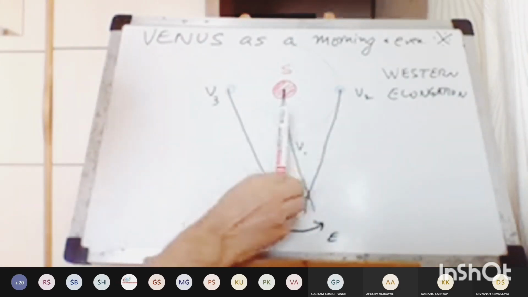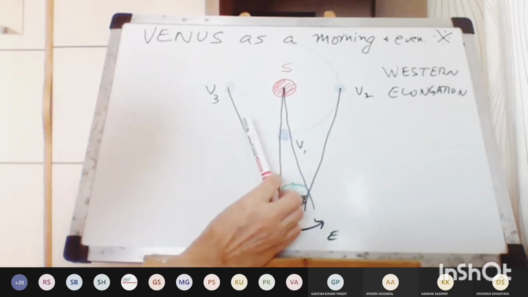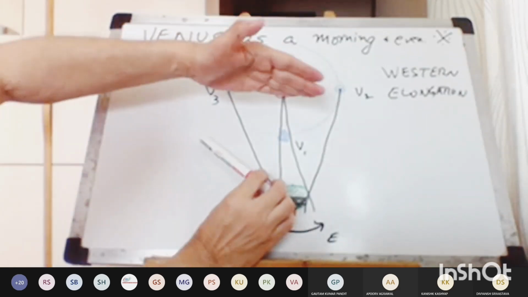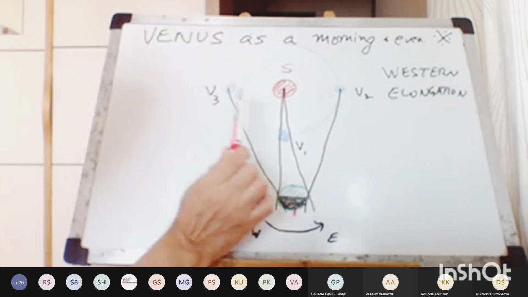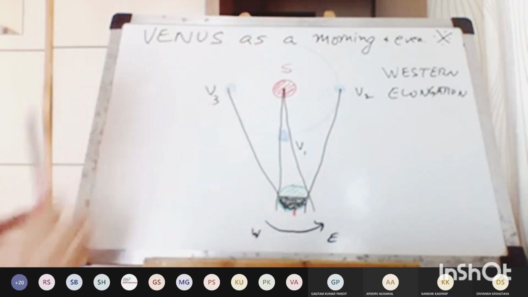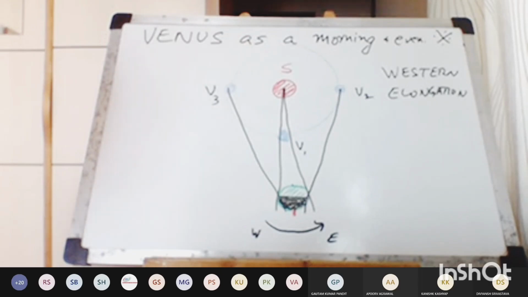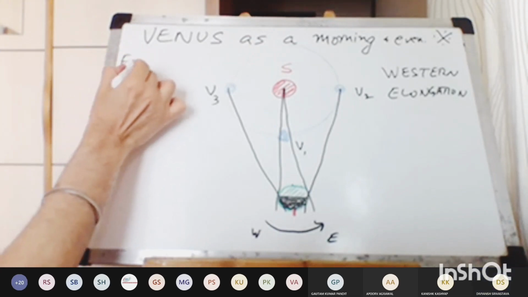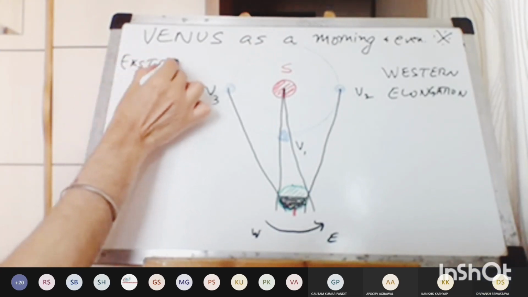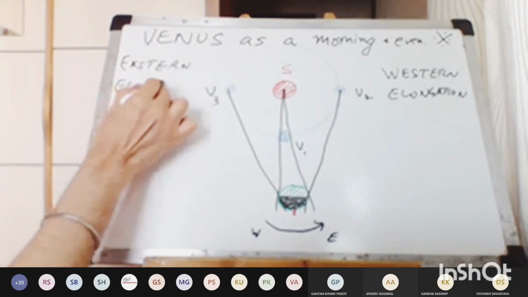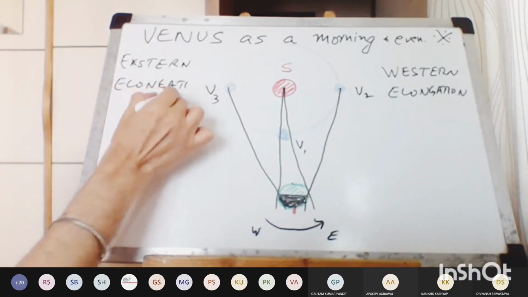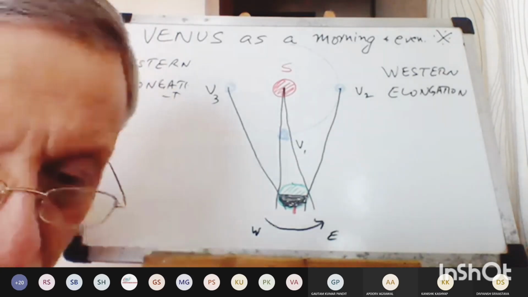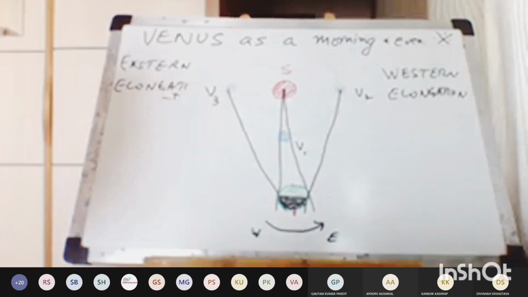So the sun rises first. Venus is not seen in the morning. In the evening, the sun has already set first. So at V3, Venus is visible. At this time, we call Venus an evening star. And on which horizon will it be seen? Western or eastern? Western, sir. Western. Because we are seeing it when the body is setting, the sun has already set, so that is in the west.